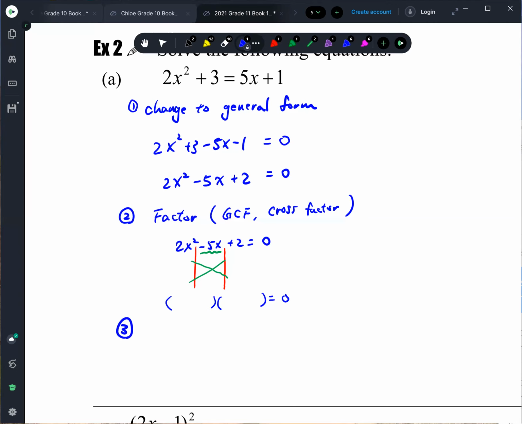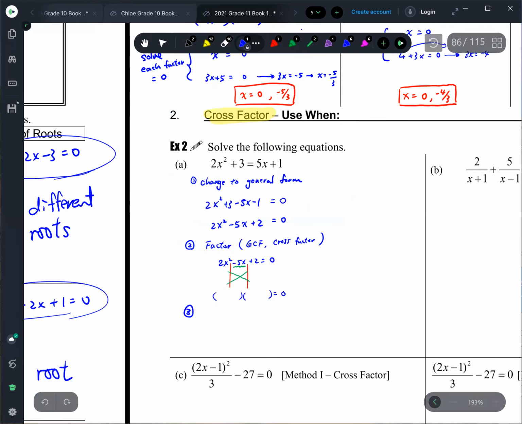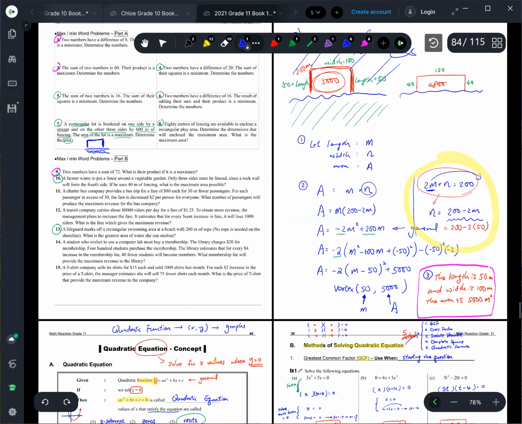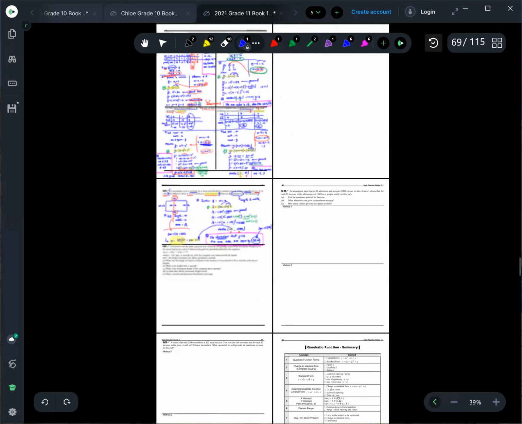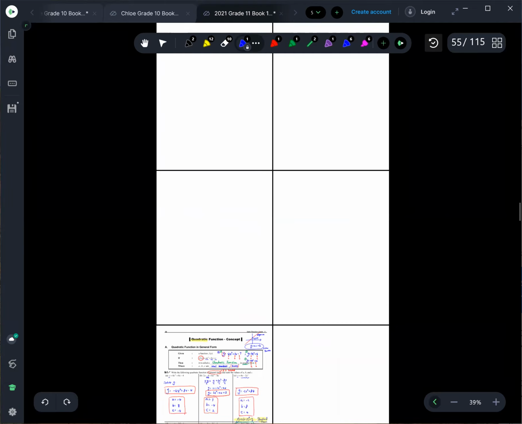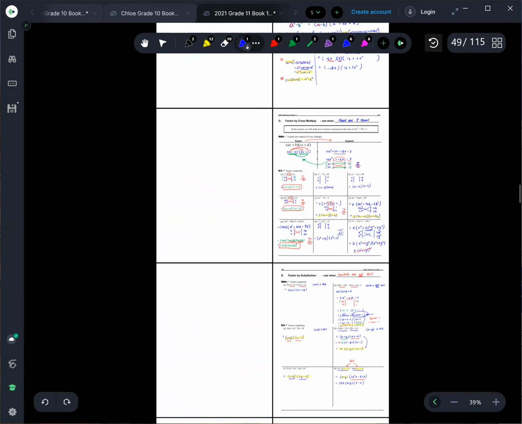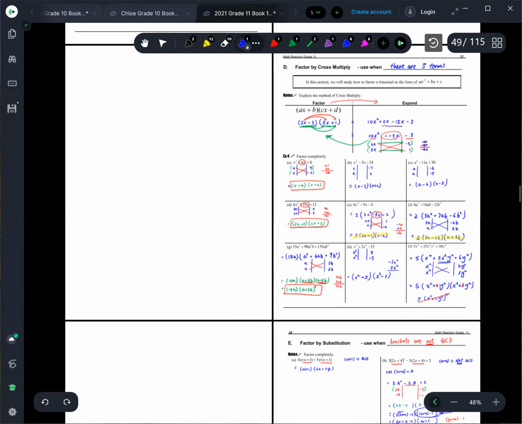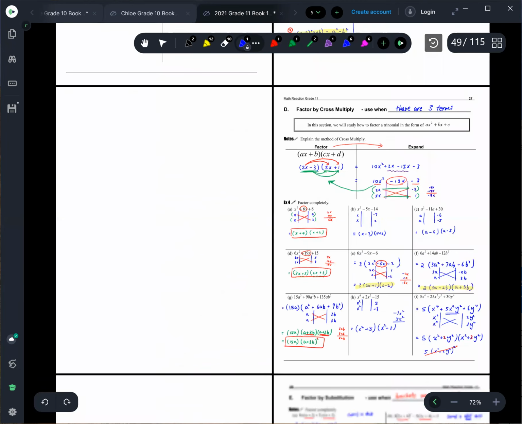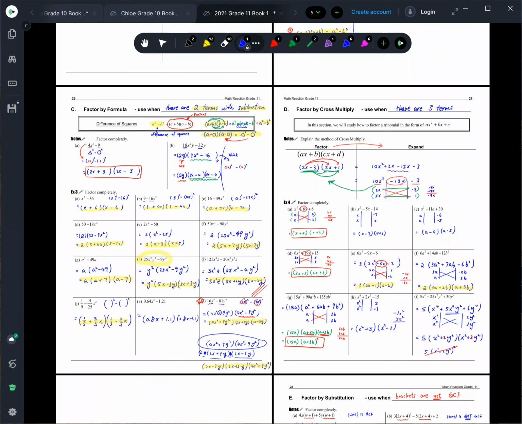I think we learned the factoring in a previous chapter, right? I think before quadratic function. Yeah, over here. Factor by cross multiply. You can look at your notes, page 27. Factor by cross multiply when there are 3 terms.